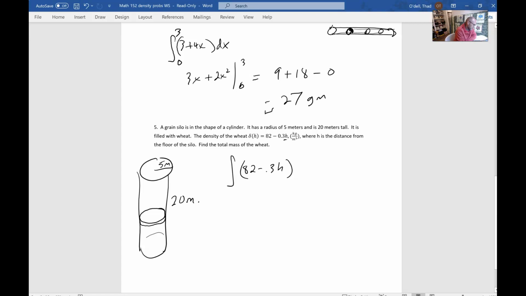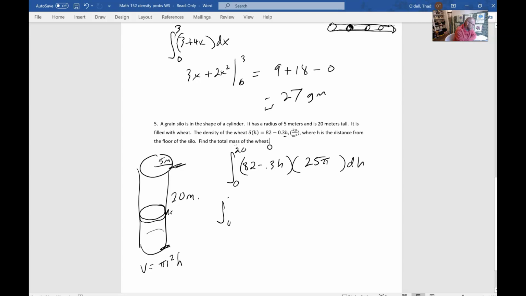And the volume of one of these little disks would be pi r squared times height, right? My height is going to be a little change in x, or a little change in h, I guess, in this case. And the radius is going to be 5, so the radius squared would be 25. So that would be 25 pi. And we want to integrate from 0 to 20. 0 at the bottom, 20 at the top.